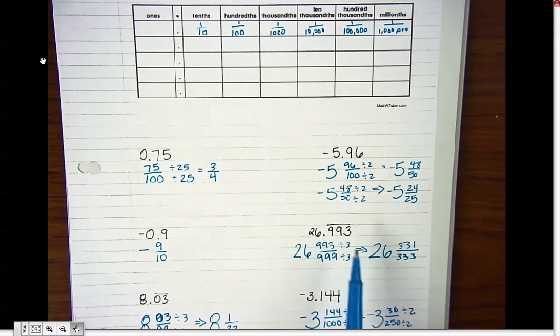If I have a repeating section, the entire repeating section, however many spots repeat, so in this case it was 3, I'm going to put 3 9s on the bottom, so that's 999, and simplify. Over here, it was 2 digits repeating. That goes over 99, 2 9s, and simplify.